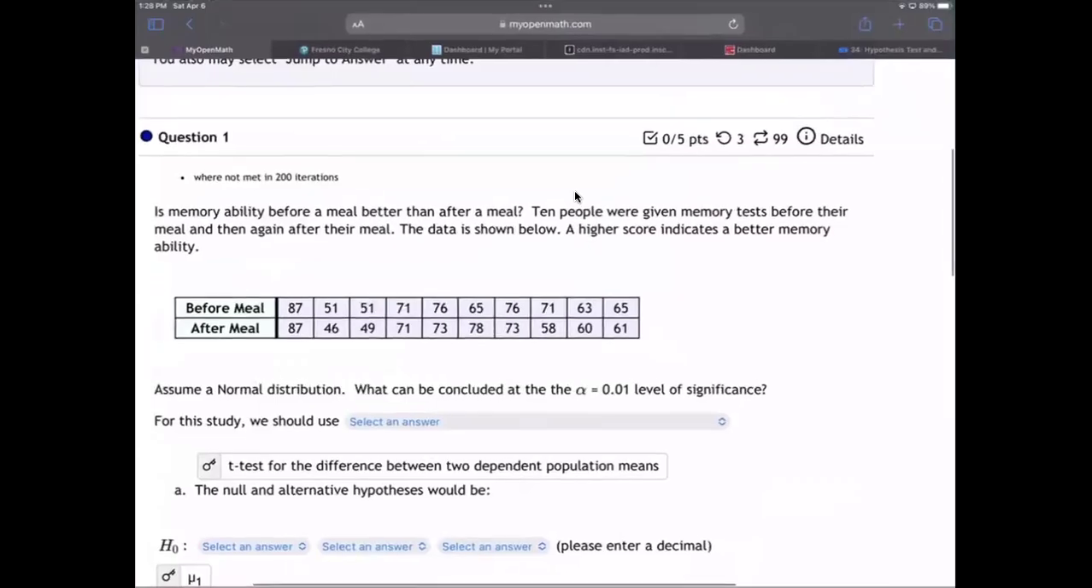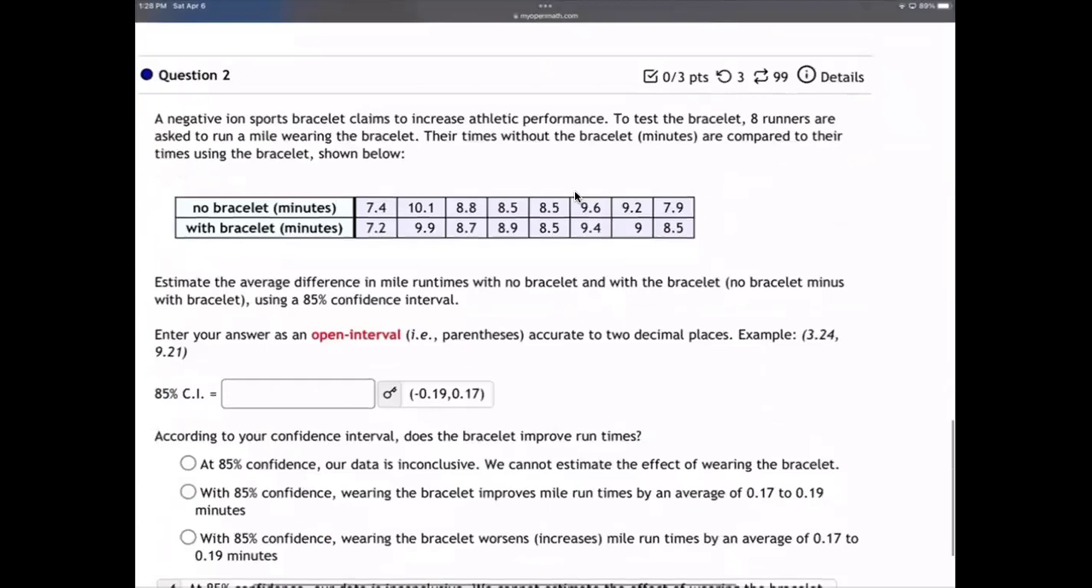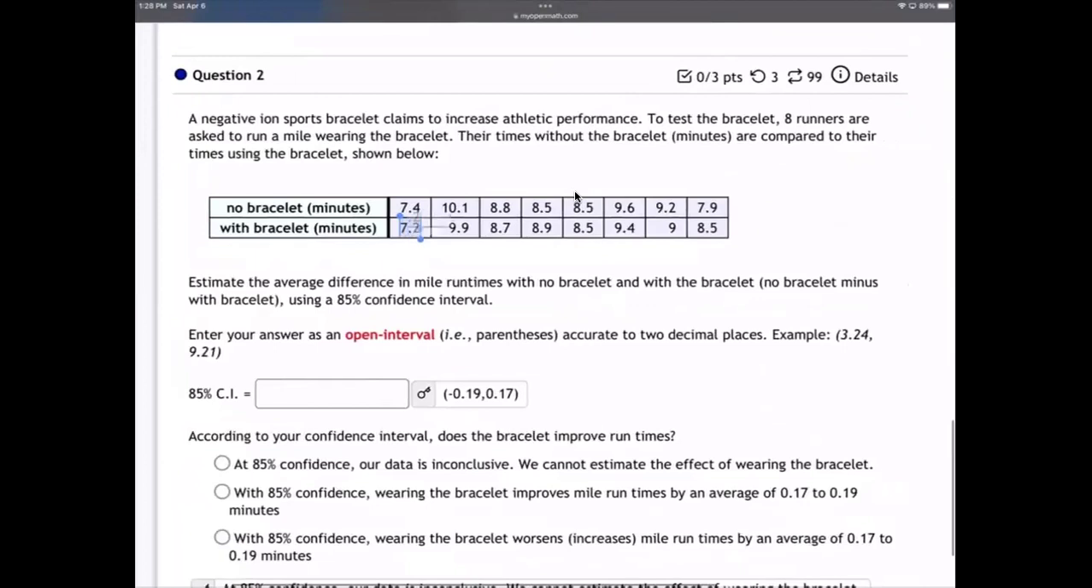Oh, wait. Did I just copy the wrong one? I did. I went to create the wrong question. Oh, close one. Okay, here we go. So let me try this again. So I'm doing the bracelet example. I went to the wrong example for a minute. Yeah, don't do that. All right. Copy this. There we go.